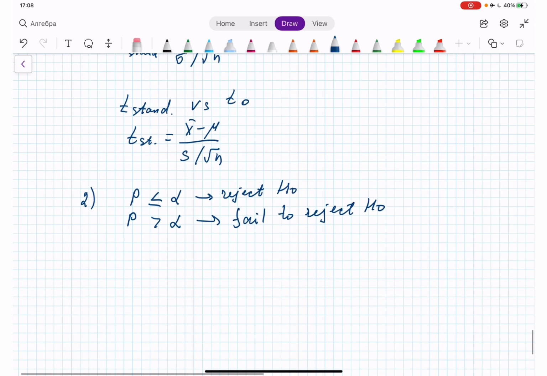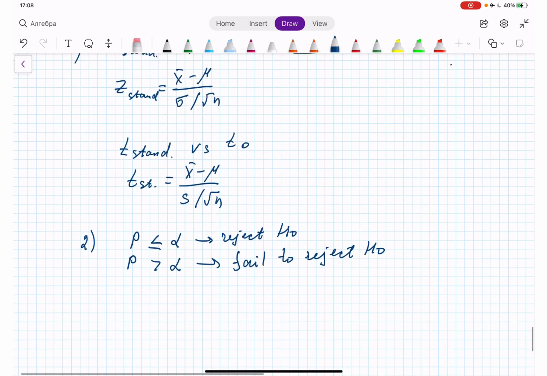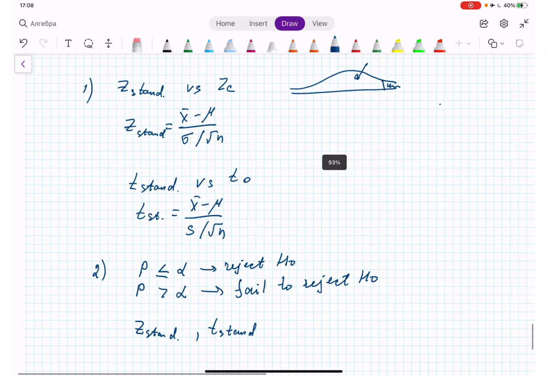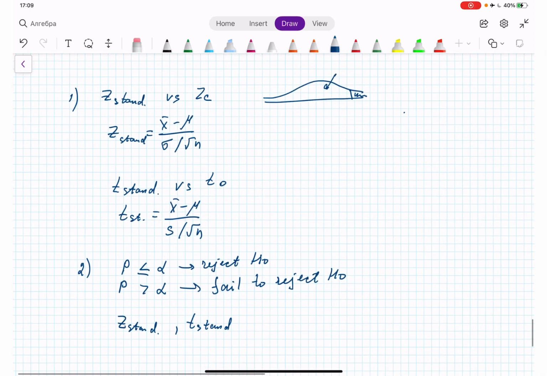Now, how to find the p-value? Alpha, the level of significance, is given. The p-value we find based on Z standardized or T standardized. You go to the table, and based on the Z-score or T-score, you can find the p-value. I wanted to give you this template version so you would know what you are going to work with. It can ask you to make a decision based on critical value or based on p-value. Either way, you are going to use the first method or the second method.